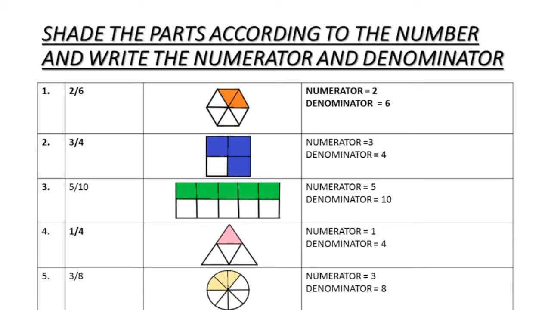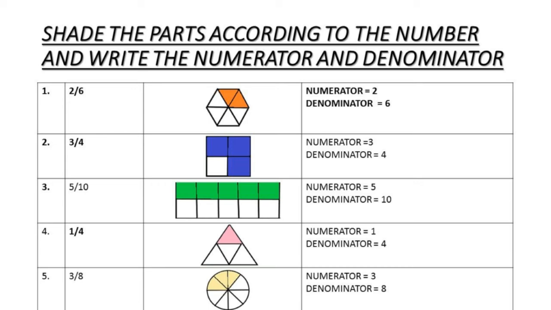Second one, 3 by 4. The square has been divided into 4 equal parts and 3 portions are shaded. So the numerator is 3, denominator is 4. Third one, 5 by 10. So there were 10 equal blocks given and 5 were shaded among them. So the numerator is 5 and the denominator is 10.